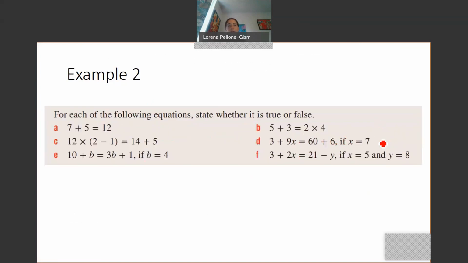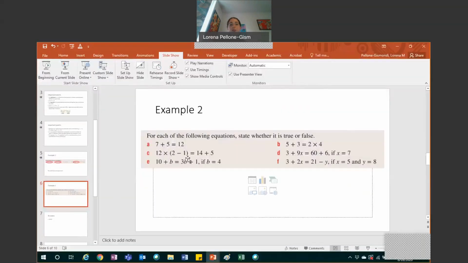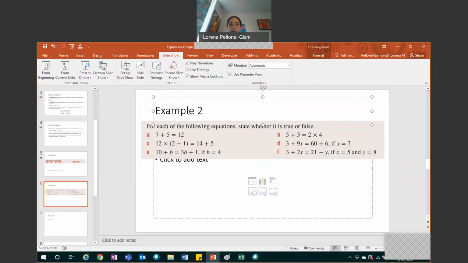For each of the following equations, work out whether it is true or false. So we simply need to solve and see if they equal each other. Let's do the first one as an example. I'm going to copy this into Word because it will make it a lot easier to actually work it out. Oh, actually, I can do it in PowerPoint.